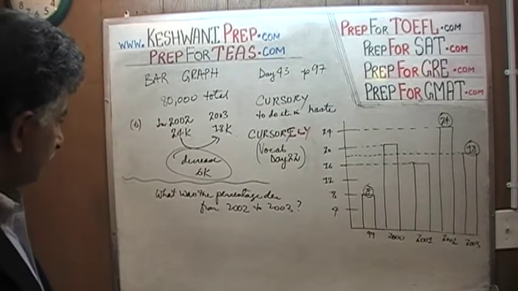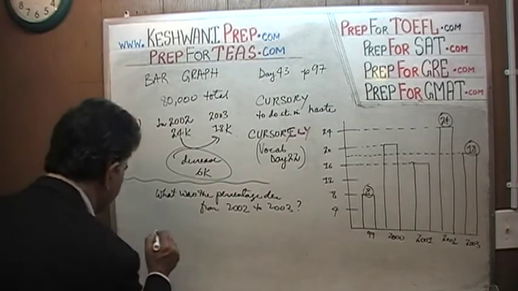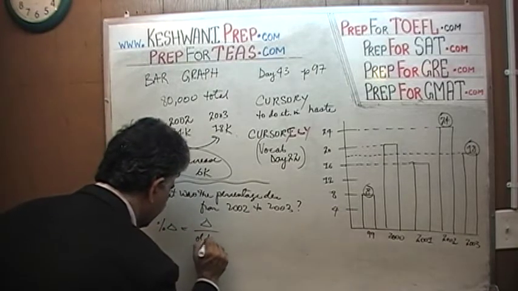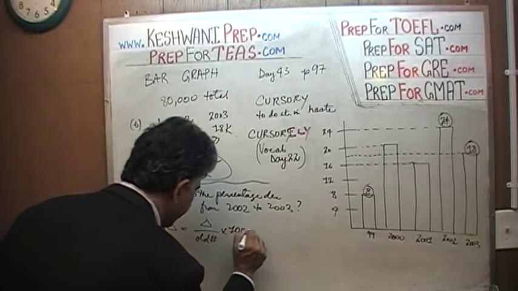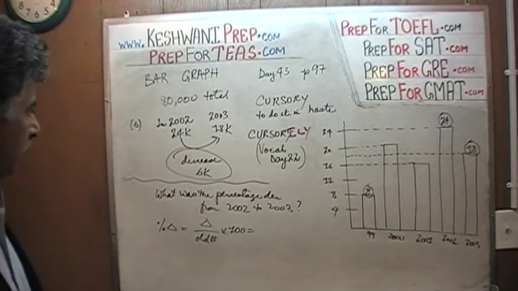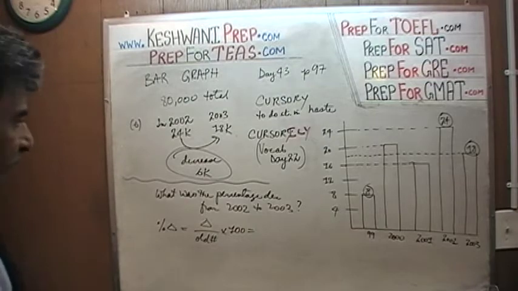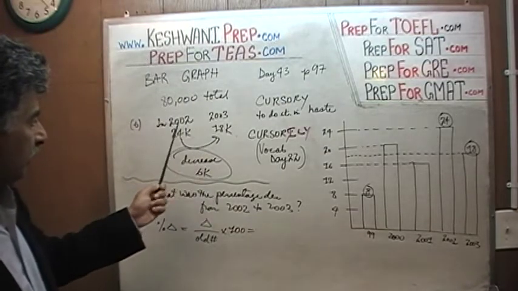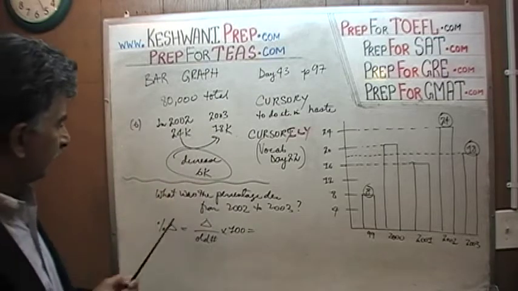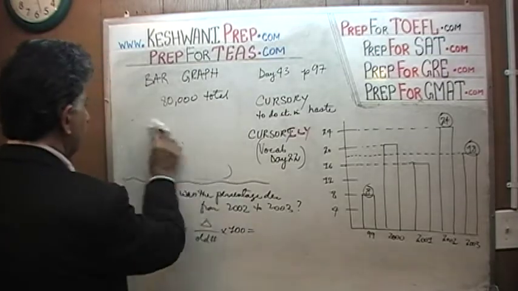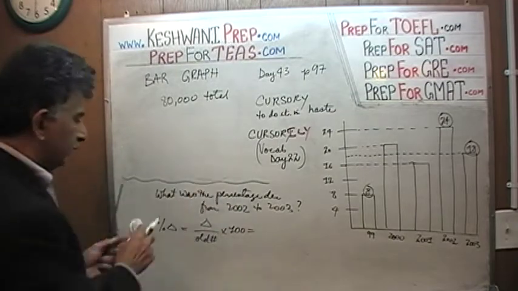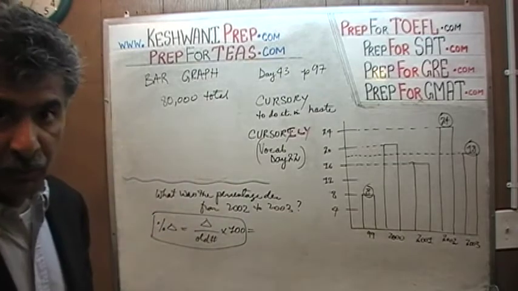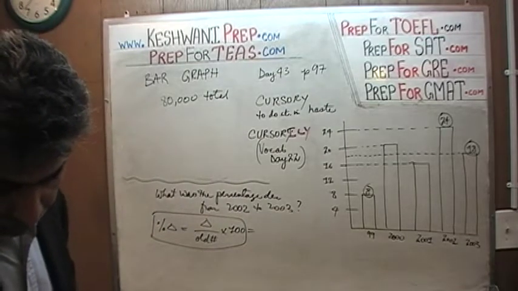Where can we do that? I used up all the room here. Percentage change is equal to the change over the old number times 100. I'm going to do it very quickly. The decrease was 6. The decrease from 2002 to 2003 was from 24,000 to 18,000, decrease is 6. We're done with it. I'm going to make a note here as to when we learned this percentage change formula, this formula that I just threw at you.